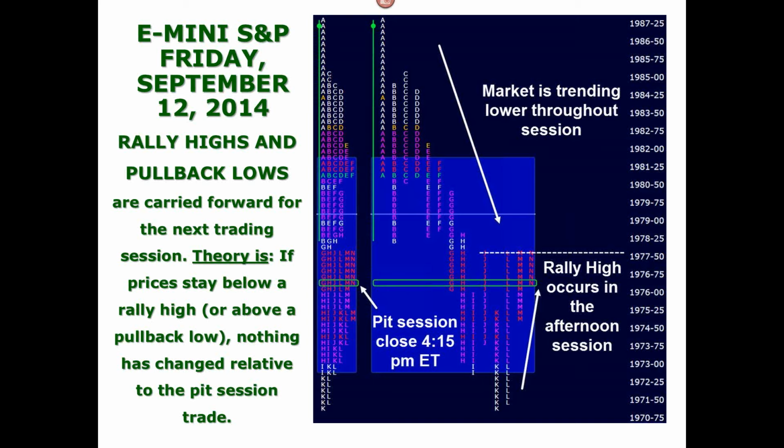So we start off here with the rally high in the afternoon. Here is Friday afternoon, and here's where the market closed. Before we go to the next slide, you can rest assured there are going to be stops up above this. If I can figure it out, remember, very likely many traders can do exactly the same thing.